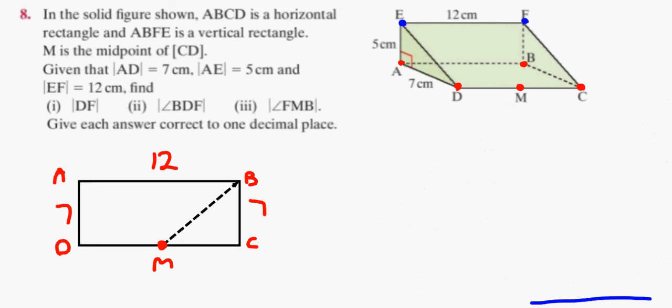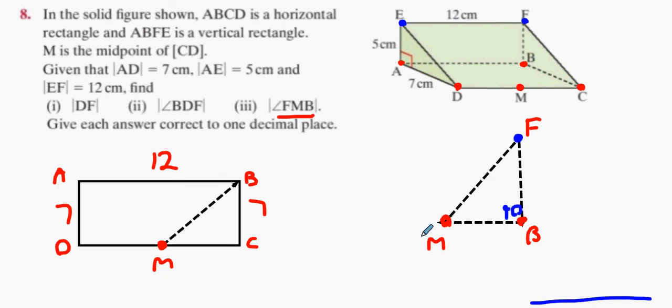Okay. What angle does it want? FMB. That means I need to use the triangle FMB. What type of triangle is FMB? Once again, why? Two of the sides are on the ground, and one of them is directly above, isn't it? F is directly above B, so that would make it right angled. Okay. And do we know B to M currently? No. How do you get B to M? And what length is C to M? 6. Half it, isn't it?